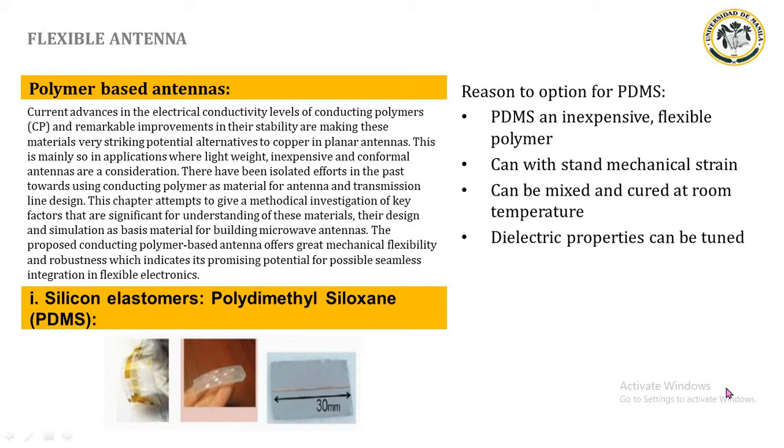Number 1. Silicon elastomers, or polydimethylsiloxane, or PDMS. So, a recent option is PDMS, an inexpensive flexible polymer that can withstand mechanical strain and can be mixed and cured at room temperature.